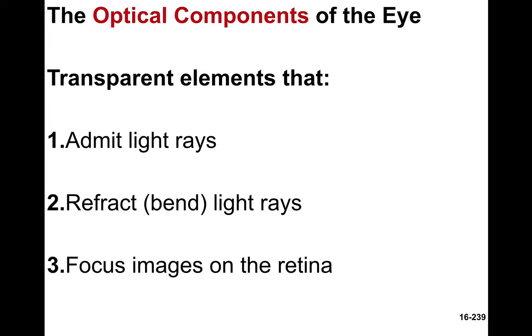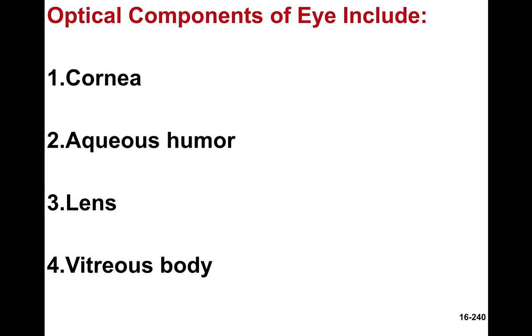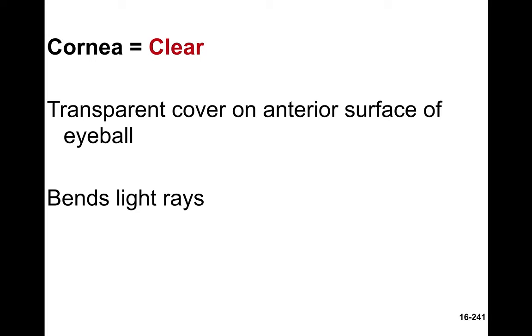We're going to talk about the optical components of the eye, the transparent elements that transmit light rays, refract, which means to bend light rays, and focus images on the retina. They include the cornea, the aqueous humor, the lens, and the vitreous body. The cornea is the clear, transparent cover on the front surface of the eyeball that bends the light rays. Remember, it was a part of the fibrous tunic.